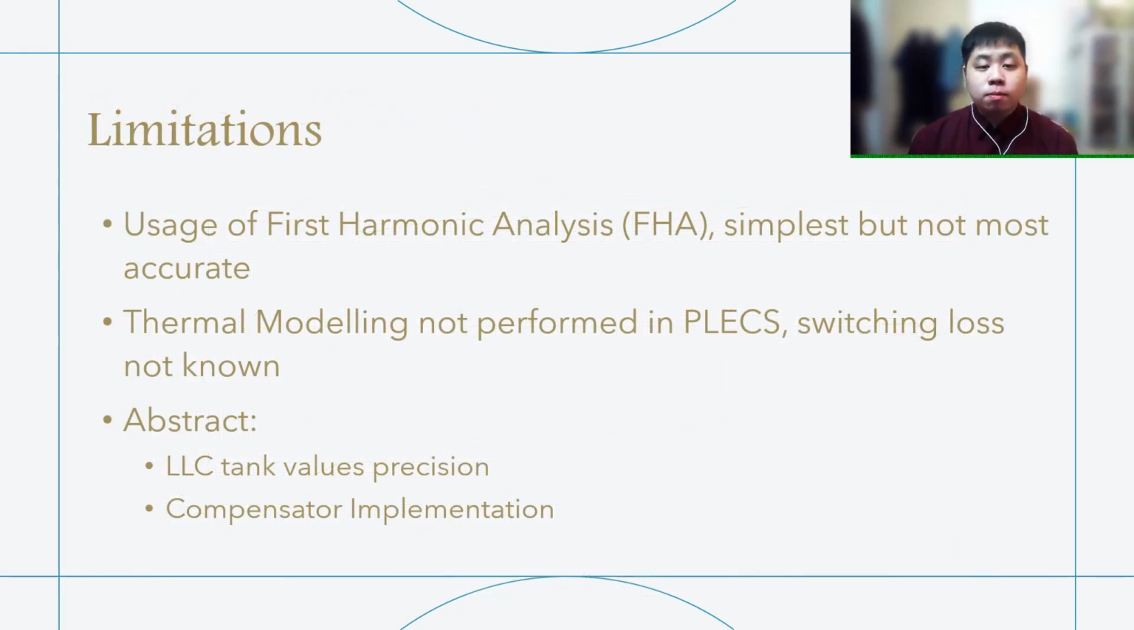For some concluding remarks, a few limitations are noted, including the usage of FHA for design purposes, which is the simplest but not the most accurate method. Thermal modeling was not performed, and thus the switching losses are not known, making the efficiency calculations less accurate. And lastly, the simulation still considers many things in the abstract, such as the LLC tank values and the compensator implementation.